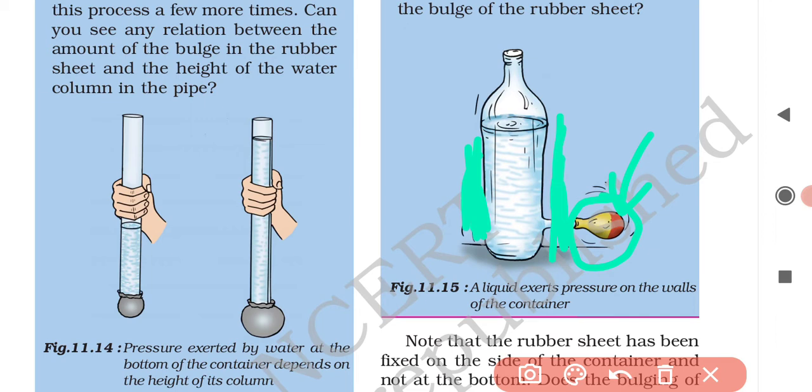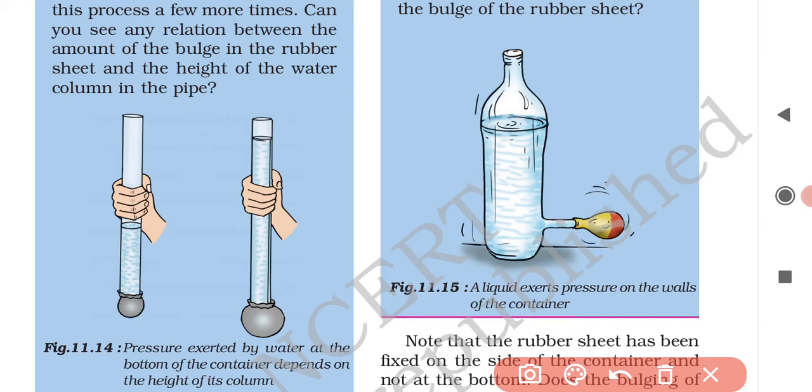a bulge. And if we pour more water in the plastic bottle to increase its depth, if we increase the water level, if we go on pouring some more water over here, then what will happen? We'll see that the bulging in the rubber sheet increases. The bulging in the rubber will increase. So this indicates that the pressure exerted by water increases with increasing depth.